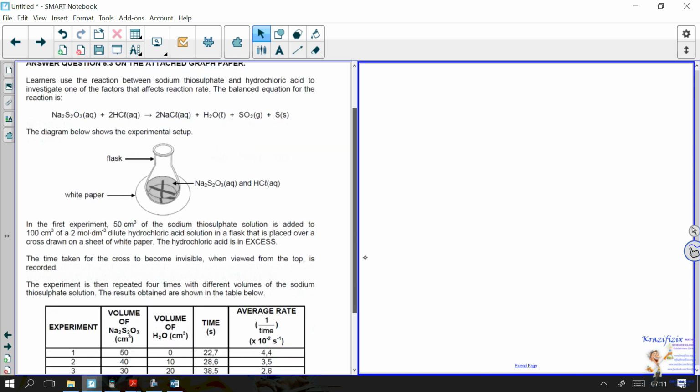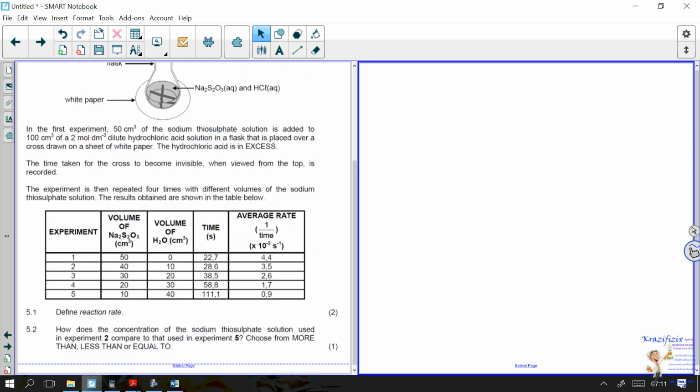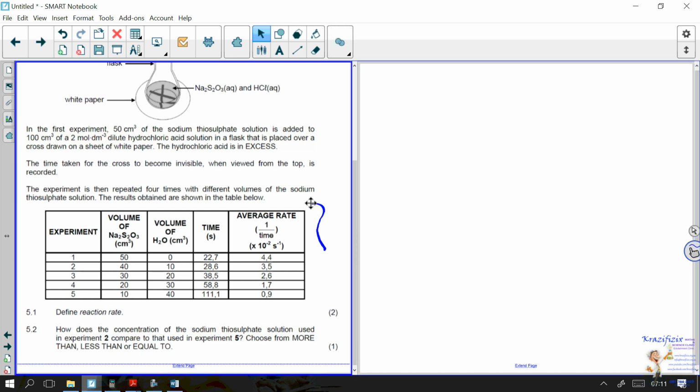All right, so this is talking about the rate of reaction. The time taken for the cross to become invisible when viewed is recorded. All right, so we have all of these as our time frame. Define reaction rate. This is a definition that you need to also know. All right, how do we define reaction rate?